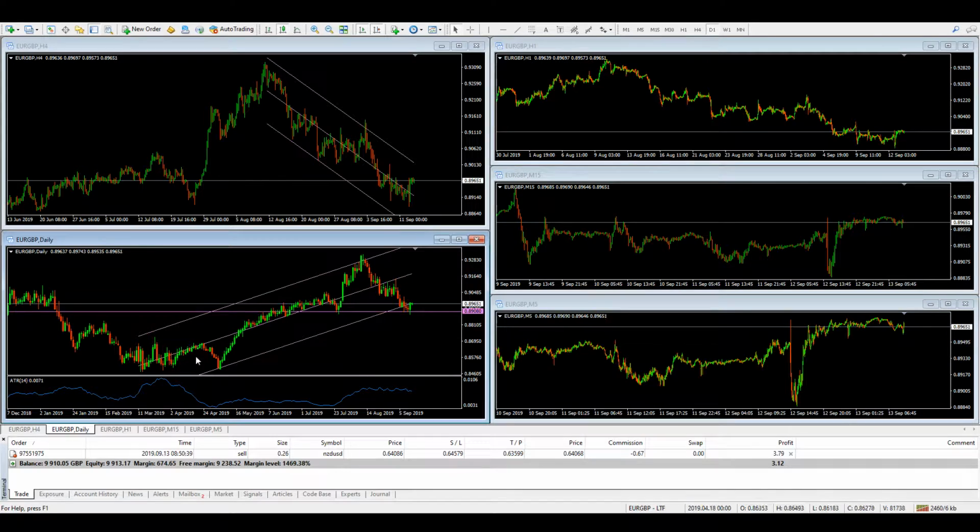EURGBP, yeah, bullish, but no, this price action isn't great because this move here is very, very bearish, and it's not clear yet whether this is a retrace in terms of this move or a potential move much lower to break this support and continue lower. So I would pass on that.